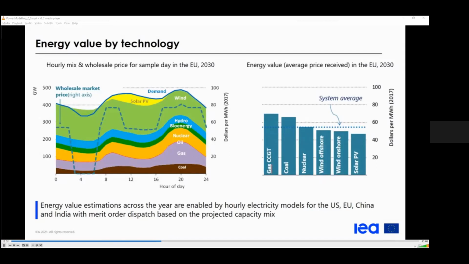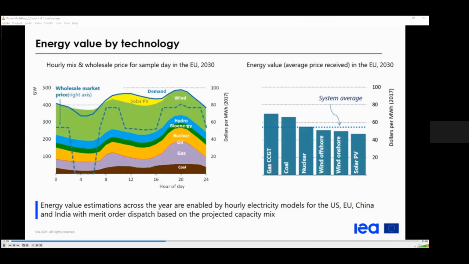For this particular European system, you can see as well that wind and solar, especially solar, produce when it's less needed. So in that case, they have lower energy values. That's basically the idea of the energy value for each region for which we have hourly models. So this is the United States, the European Union, China, and India.